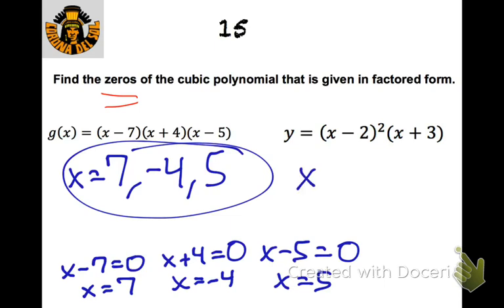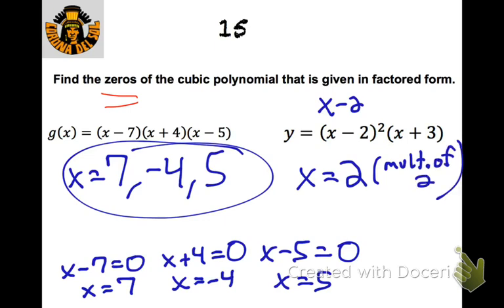And then similarly for this one, you get x equals, now the x minus 2, there's 2 of those. And so that means you're going to get an answer of 2 twice. So we say it has a multiplicity. We can abbreviate a multiplicity of 2, meaning it comes up twice, has a solution twice. And then the other one is x equals -3.